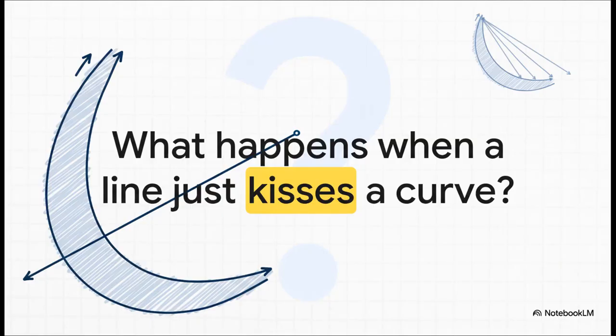So let's start with this idea. What happens when a line just kisses a curve? Imagine a perfectly straight line just grazing a curve, touching it at one single tiny spot without ever crossing it. That line, believe it or not, tells us the exact direction the curve is heading in that one precise moment. And that's the core idea we're going to unpack today.